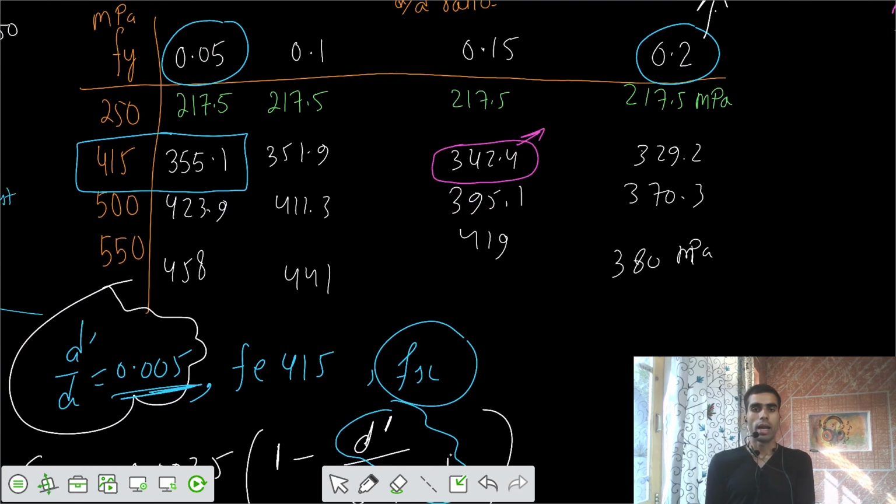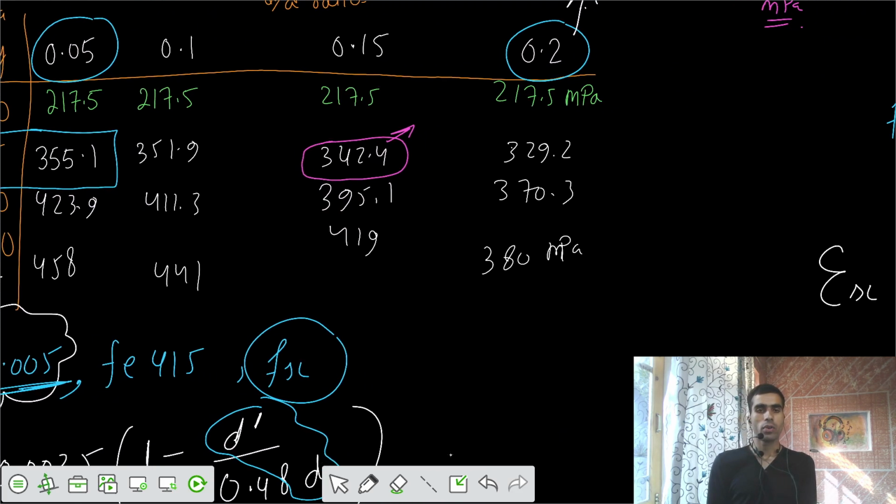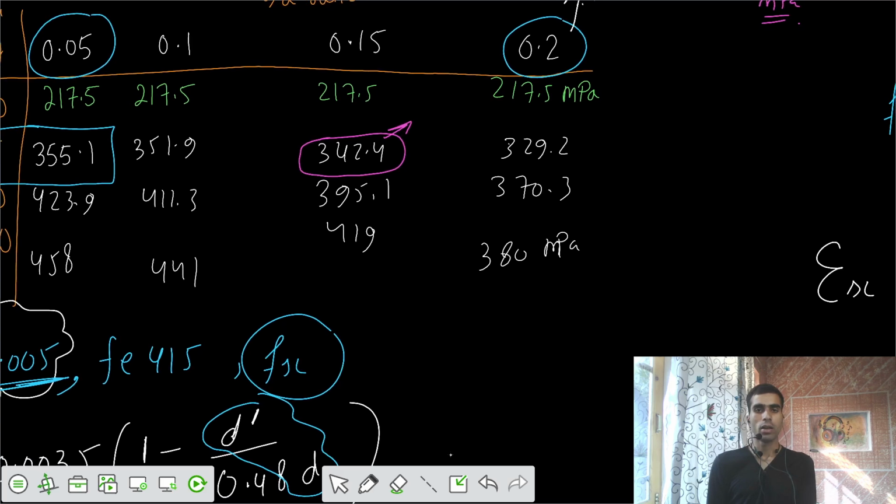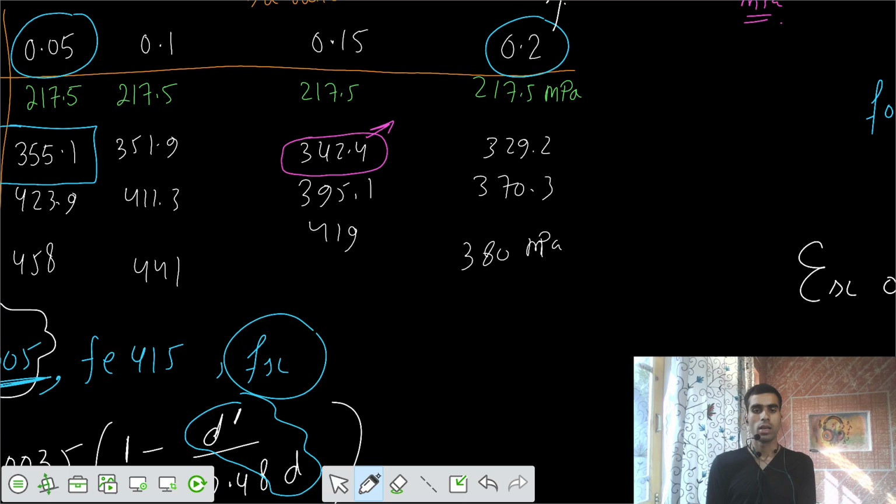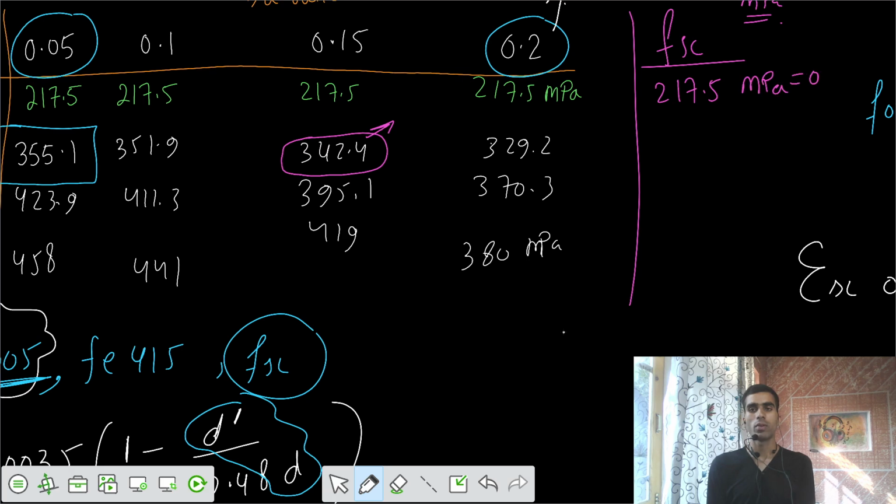If you're not using the code, you can have a general perspective of what's going on here. If I finalize it, what should be the value of FSC for mild steel? I would say that is equal to 217.5 megapascals. That's always equal to 0.87 Fy. So this is one of the values we can have without using the code.